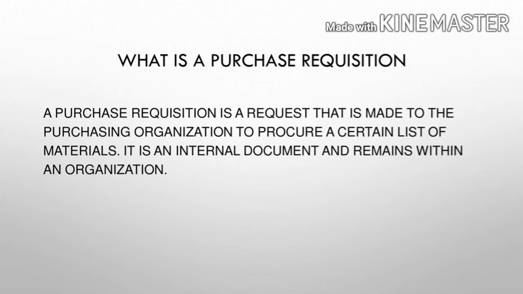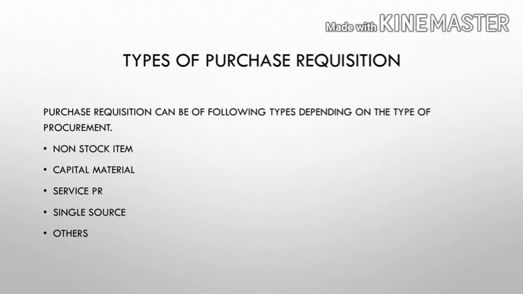Now let us see what are the different types of purchase requisition. A purchase requisition can be of following types depending on the type of procurement. One is a non-stock item, one is capital material, one is service PR, one is single source, and there are many other purchase requisitions.